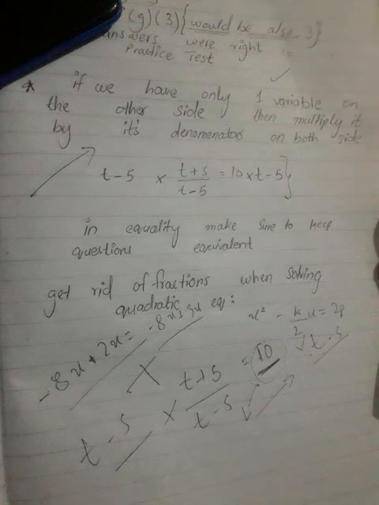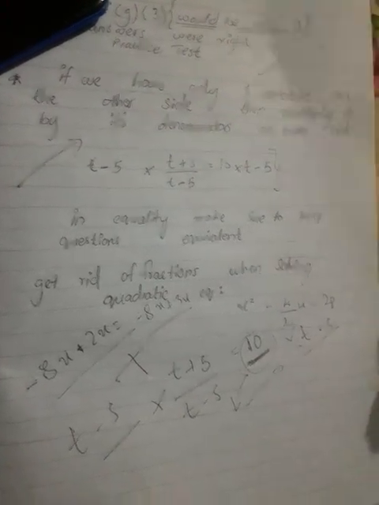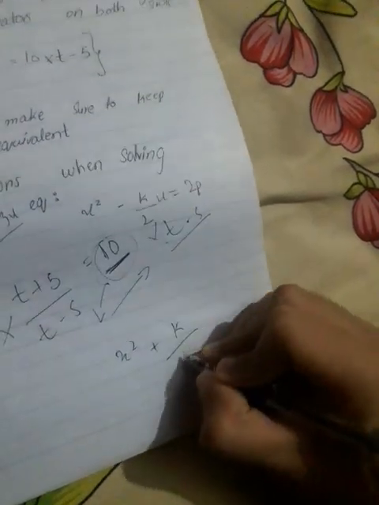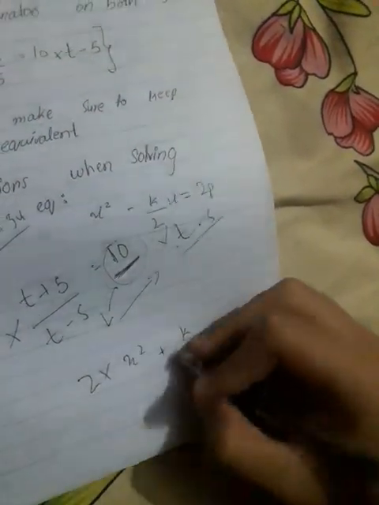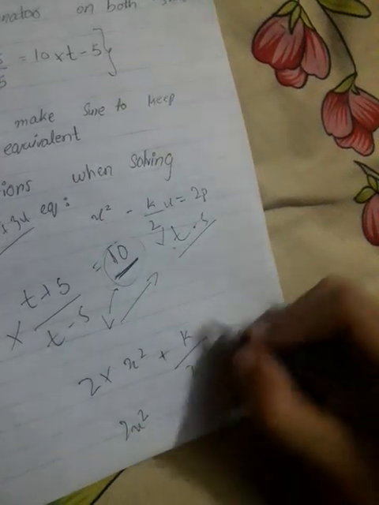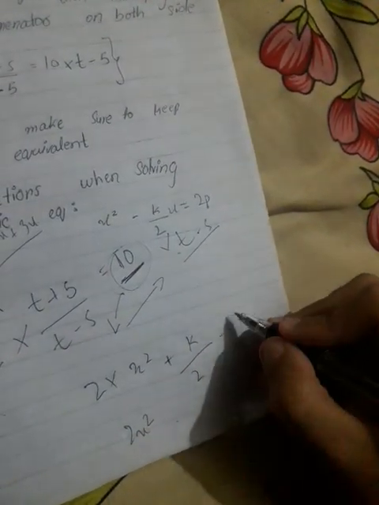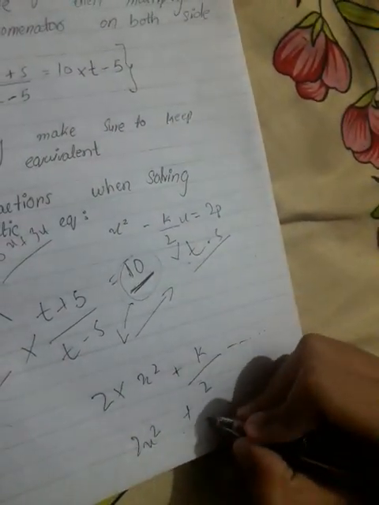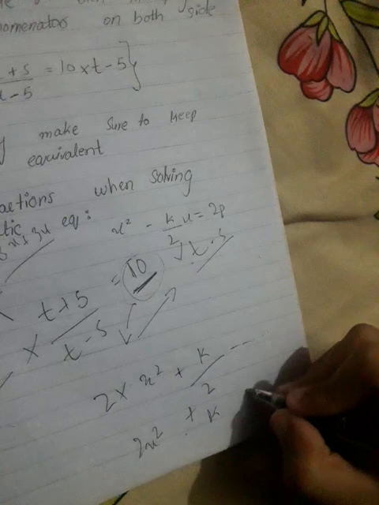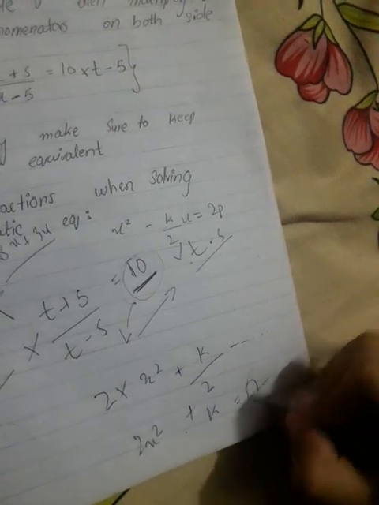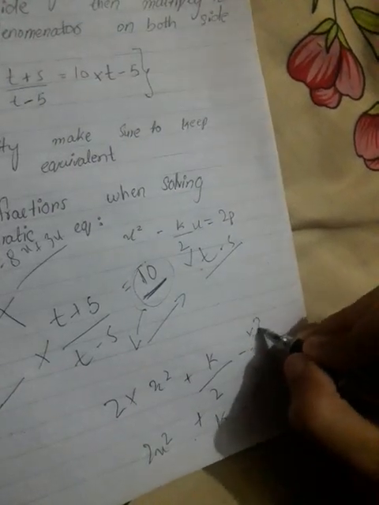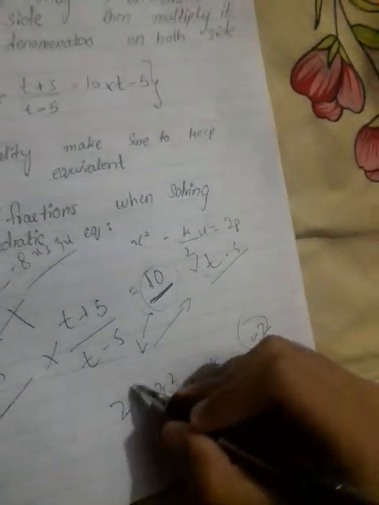The last trick would be to get rid of fractions when solving quadratic equations. For example, x square plus k upon 2, then you can simply multiply 2 on both sides, 2x square. Of course it would be continued. I have just written this as an example, plus k, and the 2 again would be shifted to the other side and get multiplied by the term. So again you will apply the same rule as I did earlier, multiplying it on both sides. That is how our last step works.